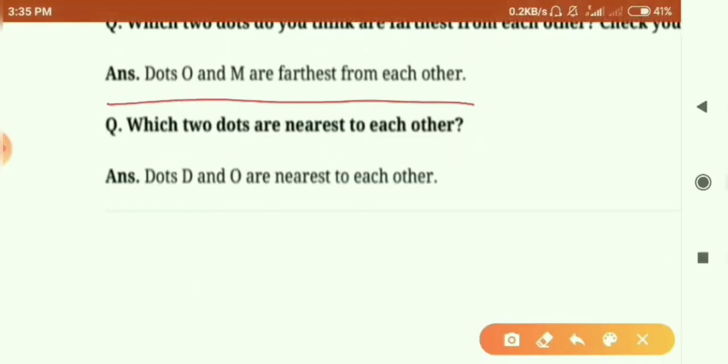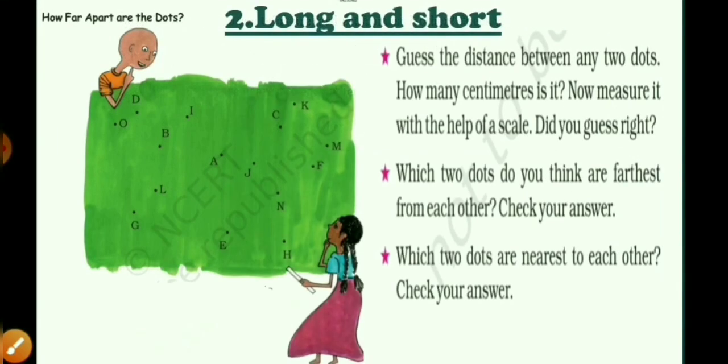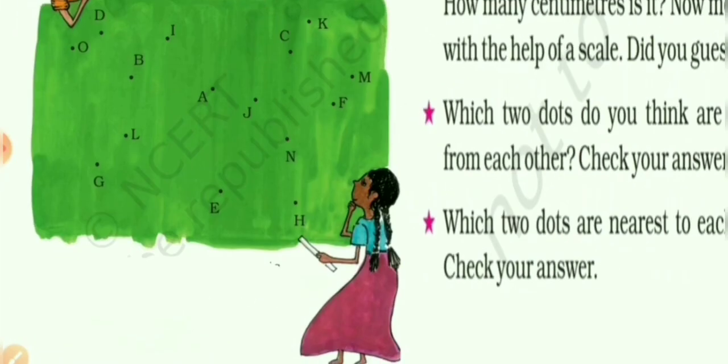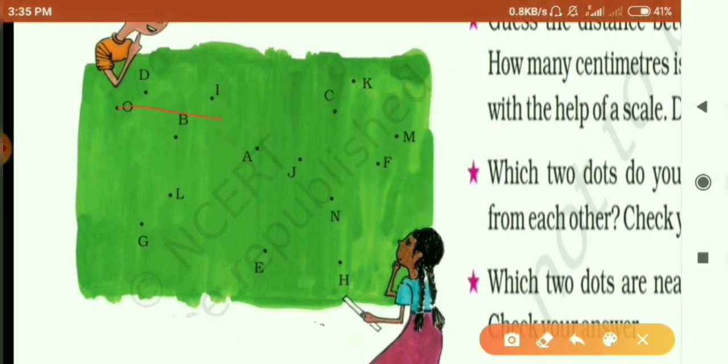Dots O and M are the farthest from each other. O and M. Look at this picture. O is here and M is here. This is the farthest distance between two dots.